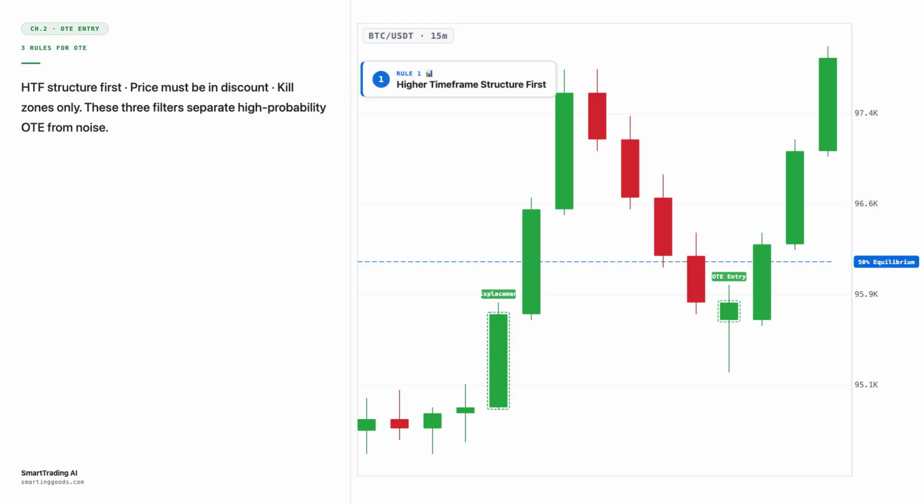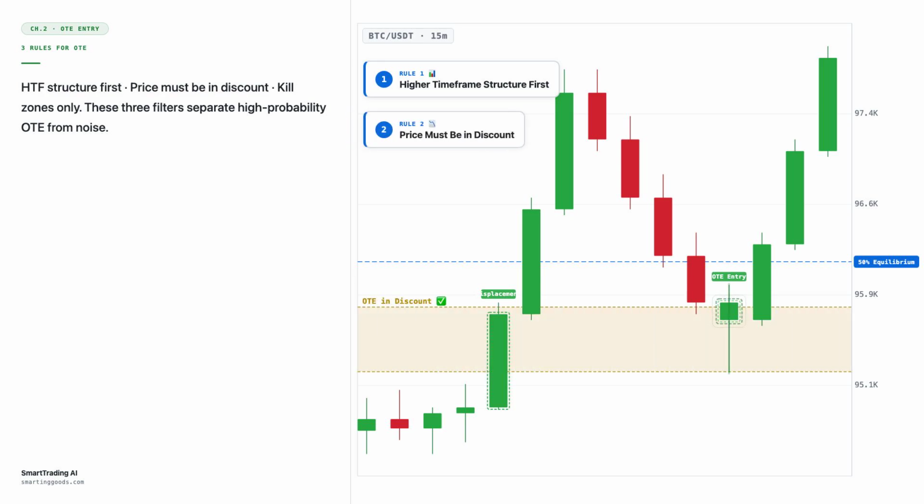3 rules for a valid OTE. 1. Higher time frame structure first. Only take longs when the 4-hour trend is bullish. Never trade against the HTF. 2. Price must be in discount for longs. The OTE zone needs to be below the 50% equilibrium level. 3. London or New York only. OTE setups in the Asia session or dead zones fail constantly. Wait for the kill zones.